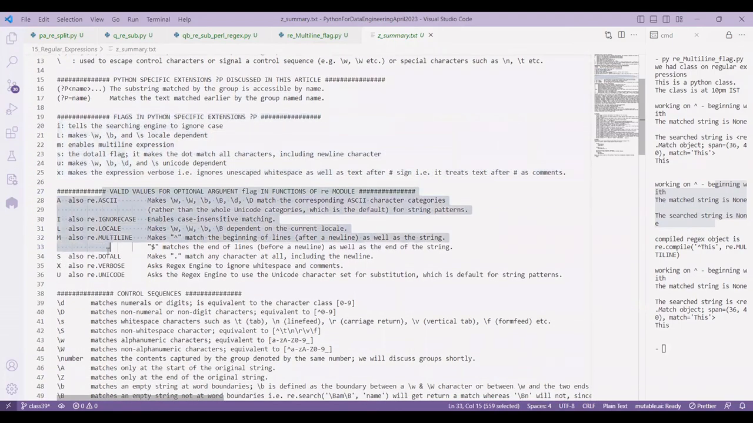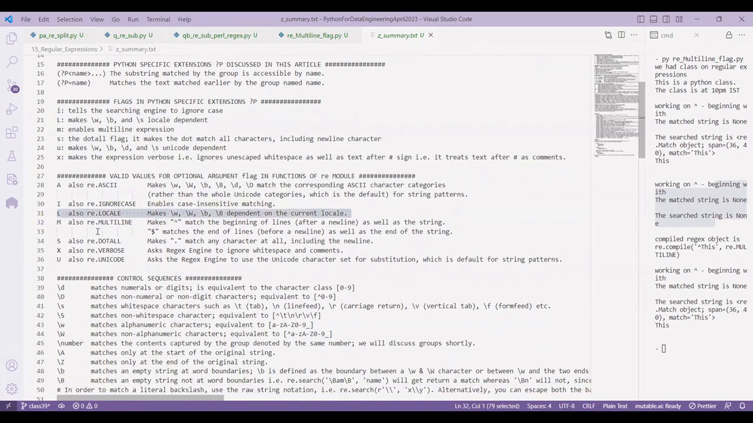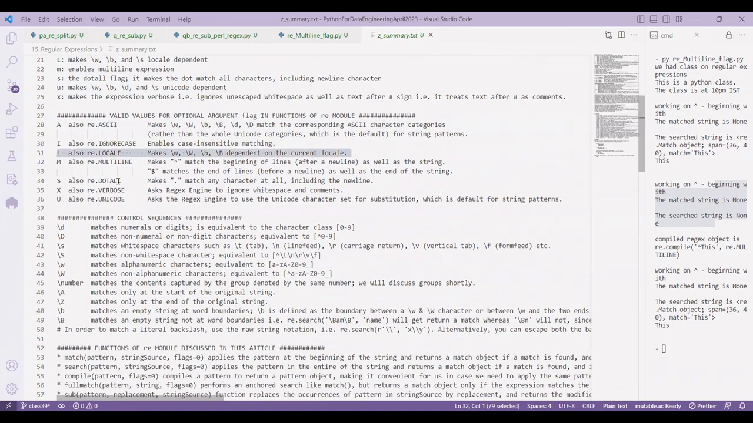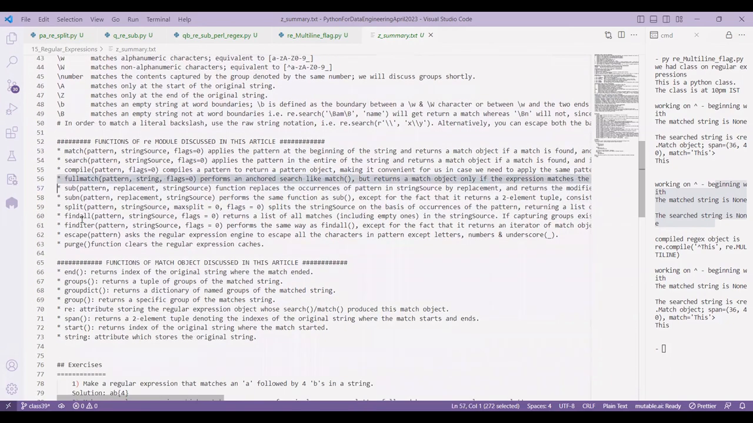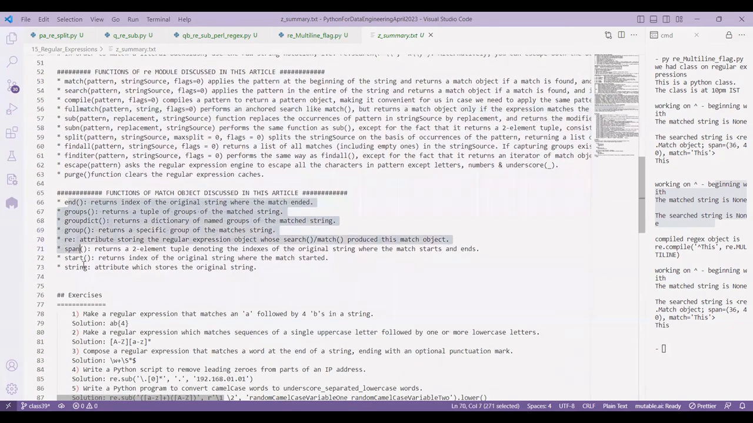In the evolution process, there were multiple things for the flags. You can do re.a or re.ascii, re.i or re.ignorecase. Locale means if you want a local language, and multi-line. All those things we can specify. We have seen match, search, compile. Full match, which I didn't give, so just give it a try, see how full match is working. And all the others also I showed.